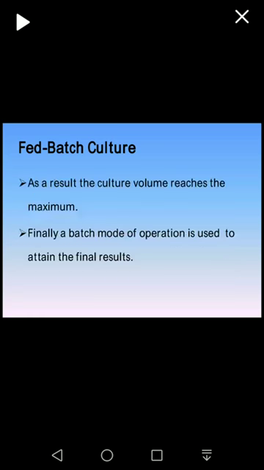So in case of fed batch culture, the culture volume reaches the maximum. That is obvious because you are adding the media at a continuous rate, so the culture volume will reach the maximum. Finally, a batch mode of operation is used to attain the final result. So at the final stage, a batch mode of operation means that when you stop the fed batch process, and then you take out the product from the effluent pipes of the fermentation tank, and then you can identify the final results, that is, how much product you have obtained.